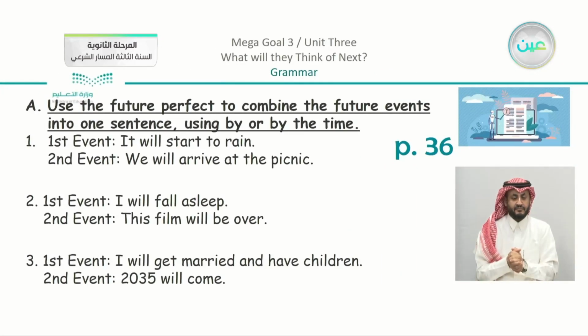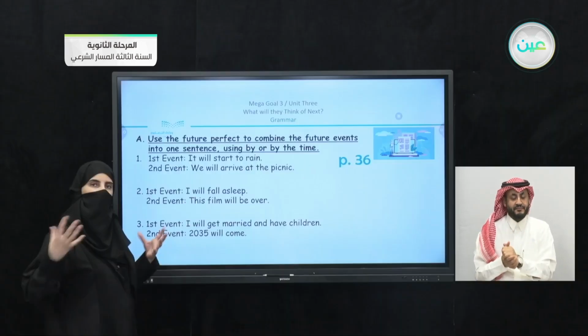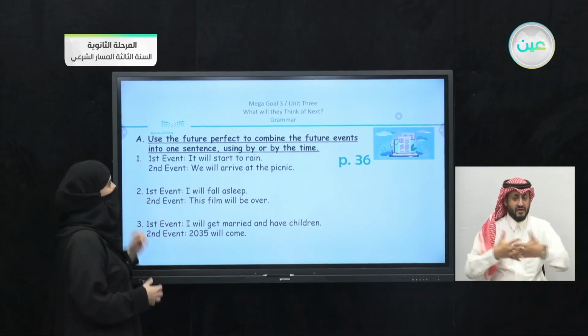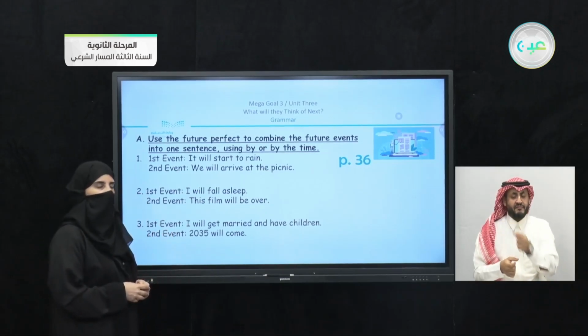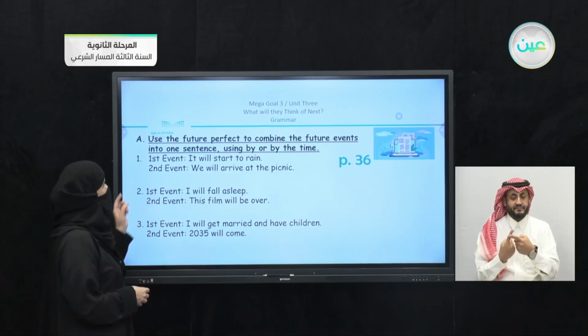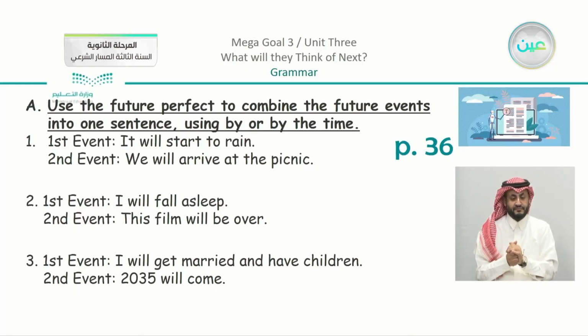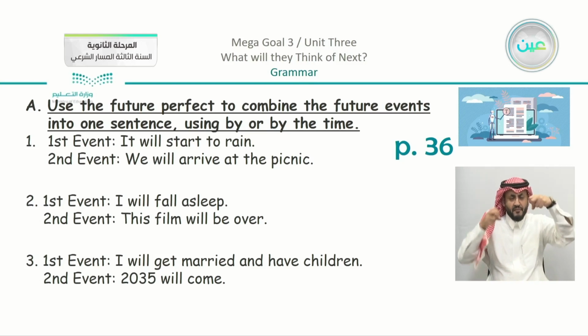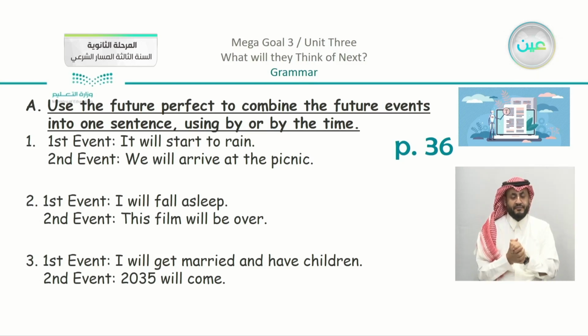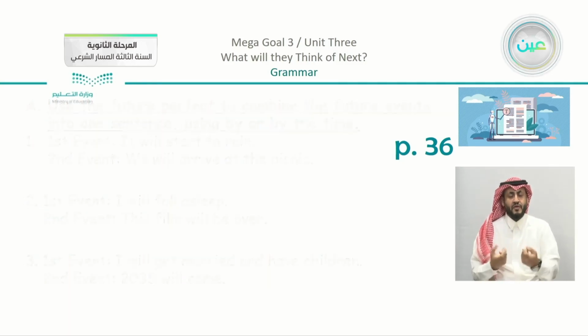Now we have our exercises in the book. You can see the first one: use the future perfect to combine the future events into one sentence using by or by the time. You can see that we have two parts. We're going to combine them together using the future perfect. Now we have the first one. For the first event, it will start to rain. The second event, we will arrive at the picnic.